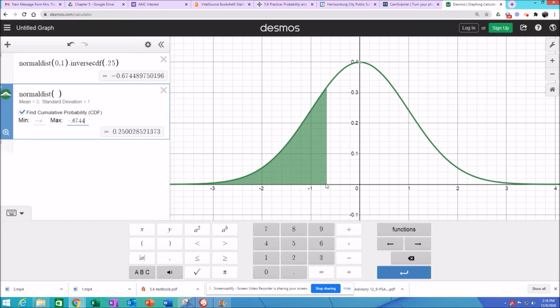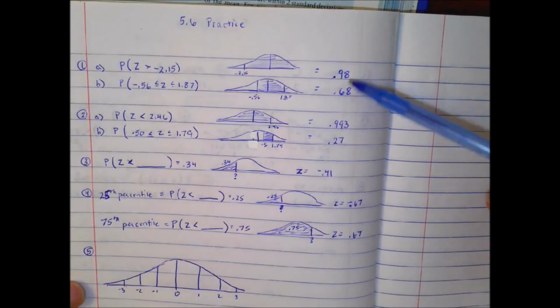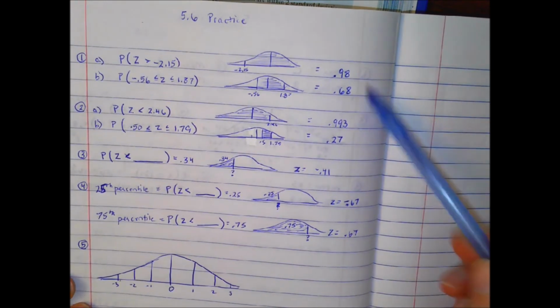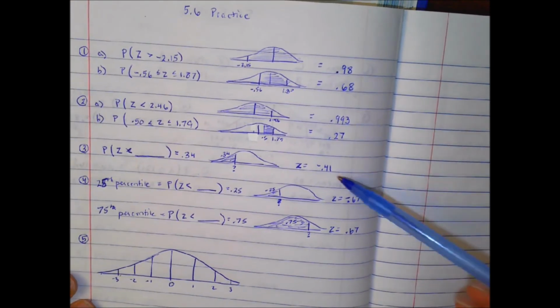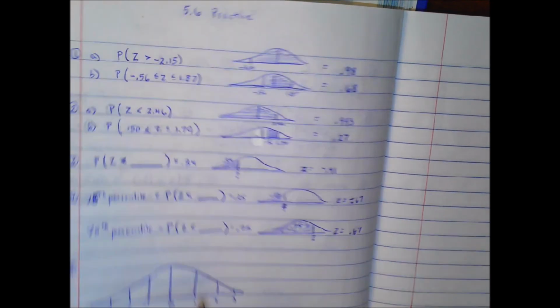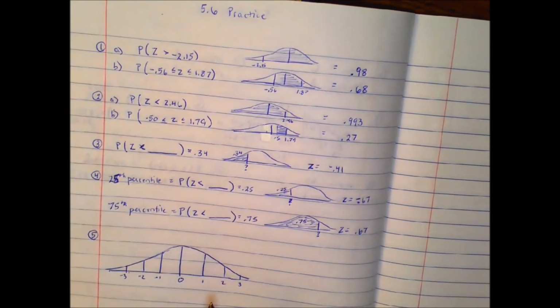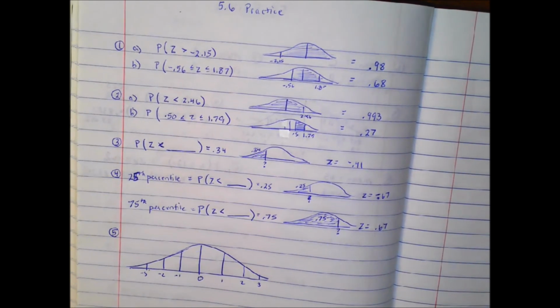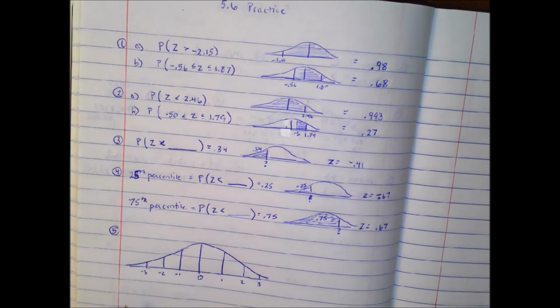And number 5, I'm going to go to my paper for that one. So 5.6 practice, these are the answers that I just explained on Desmos. Finding these percentages, these probabilities, and then also going the other way and finding these z-scores. Okay, so number 5, the last problem I have here for you, says the distribution of scores on a recent quiz in a large group of classes, about 2.5% of students scored below a 25.